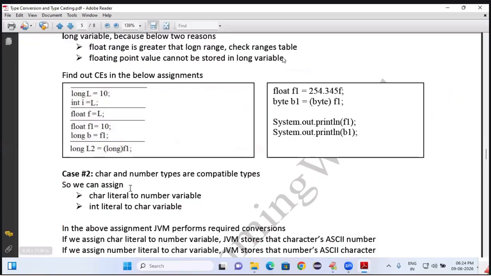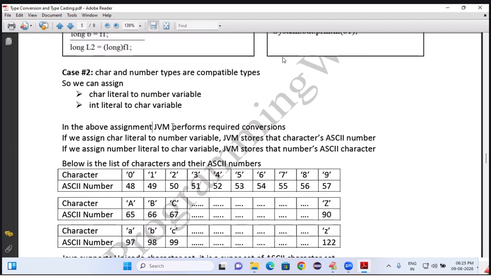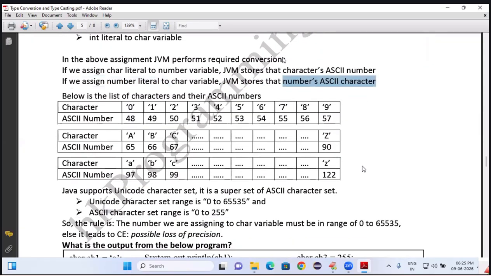Okay, read this point now. Char and number types are compatible to each other. So we can assign what to what? Char literal to number variable, int literal to char variable. In the above assignment, compiler and JVM perform the required conversion. If I assign char literal to number variable, I didn't say int variable, I said number variable, JVM stores that character's ASCII number. If we assign number literal to char variable, JVM stores that number's ASCII character. Below table shows what was just shown.